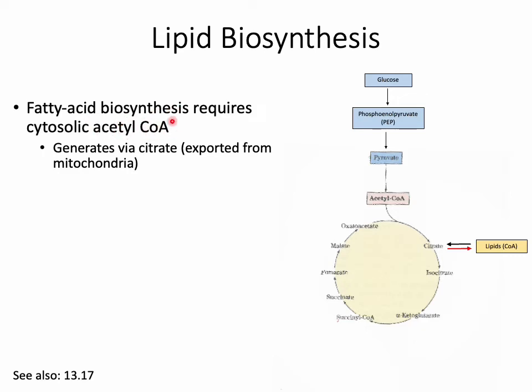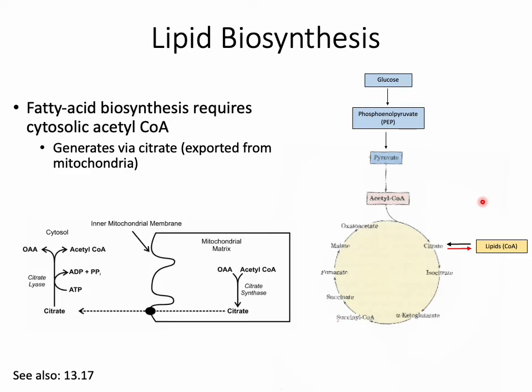acetyl-CoA. However, this acetyl-CoA must be in the cytosol. That's rather inconvenient because acetyl-CoA generated by a pyruvate dehydrogenase in this first step is generated in the mitochondria. Acetyl-CoA cannot actually pass through the mitochondrial membrane, so we need some way of shuttling this acetyl-CoA into the cytoplasm. We can do this by converting it to citrate.